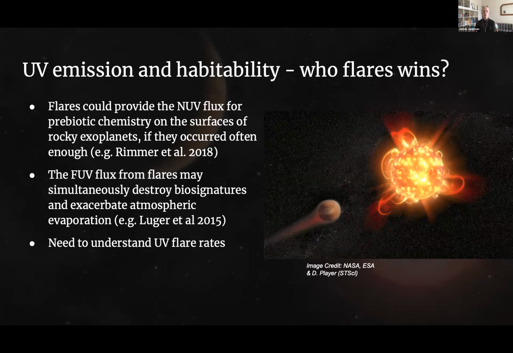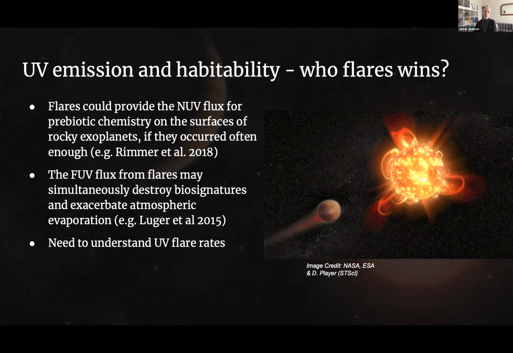These cool stars may not provide enough of this flux in quiescence, and flares could provide it on a stop-start basis. At the same time, the far UV flux from flares may destroy biosignatures. It may exacerbate atmospheric evaporation and ozone depletion. So we need to know the exact balance of these two effects. But also, if we want to understand the long-term habitability of these planets and their atmospheres, we need to understand UV flare rates. So the distribution of flare energies, so how often flares of different energies occur.